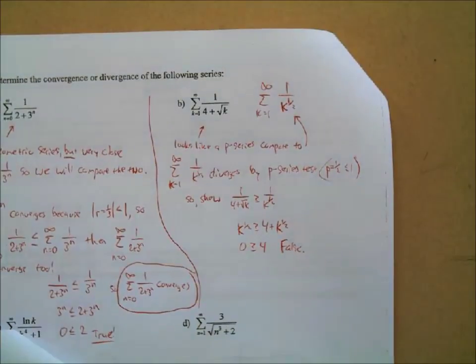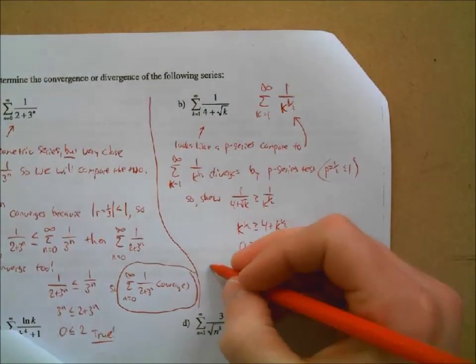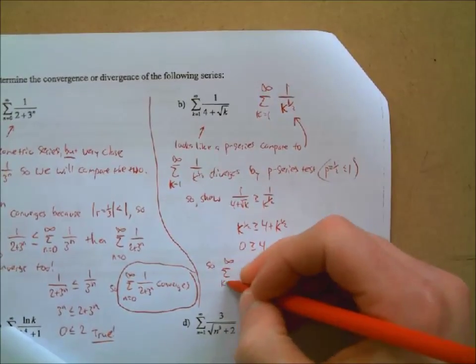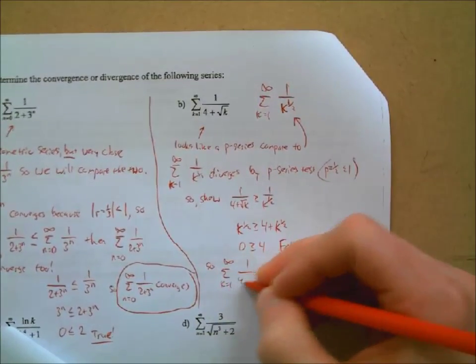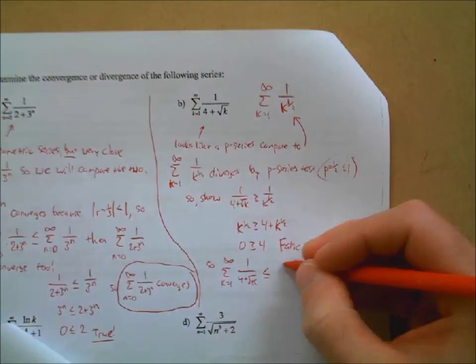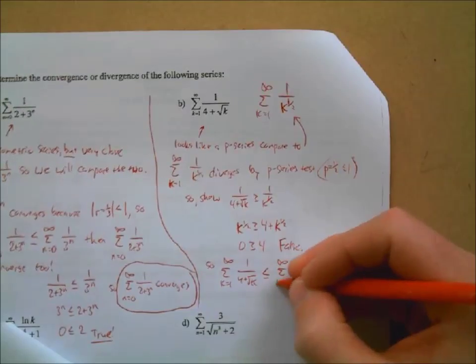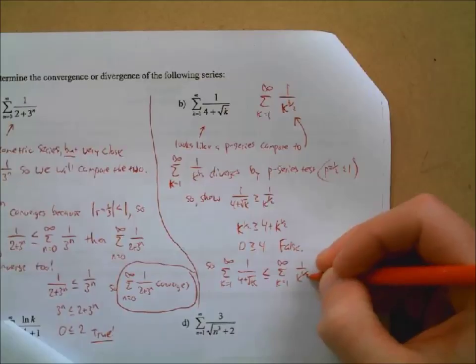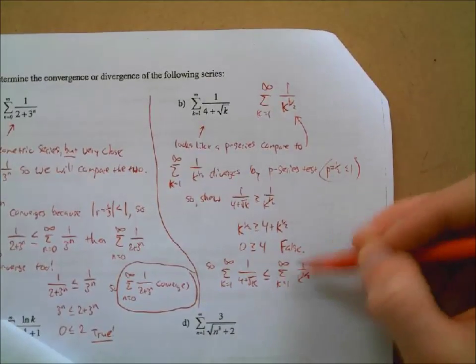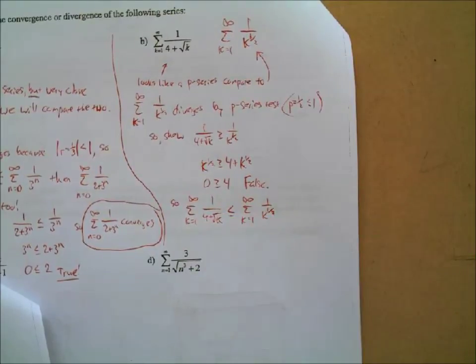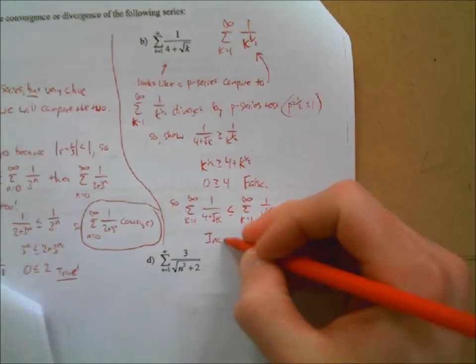So, in other words, the sum from k equals 1 to infinity of 1 over 4 plus the square root of k is less than or equal to the sum from k equals 1 to infinity of 1 over k to the 1/2. This divergent series is greater than this unknown series. So what can we conclude? Inconclusive. Nothing.